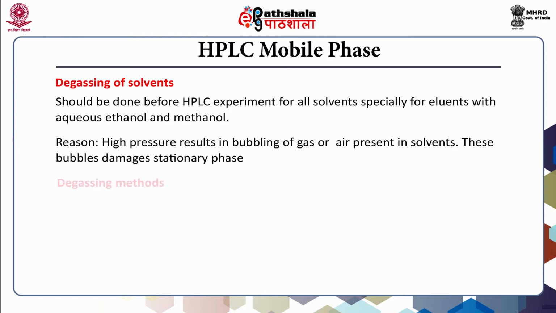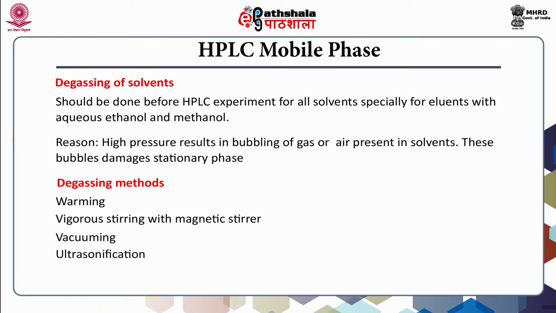There are several degassing methods for this purpose. These degassing methods are warming, vigorous stirring with a magnetic stirrer, vacuuming, ultrasonication, or bubbling helium gas through the eluent reservoir. However, the most common degassing method is vacuuming. This is very common in any HPLC lab. We have the vacuum pump. By using the vacuum pump and a special instrument, we can degas all the solutions by using a 0.4 micrometer filter or a 0.2 micrometer filter.